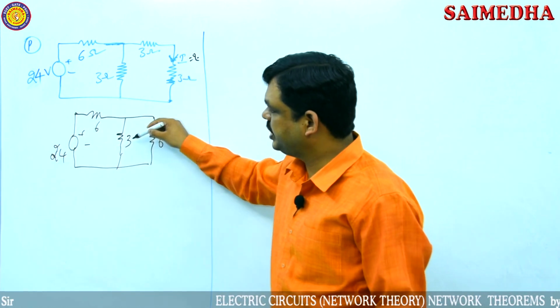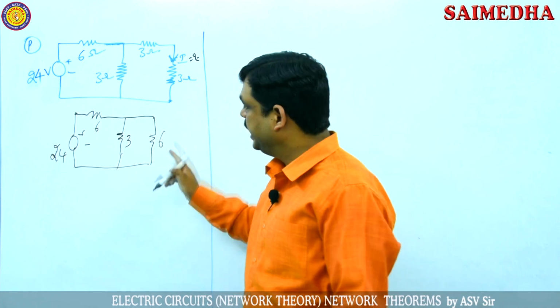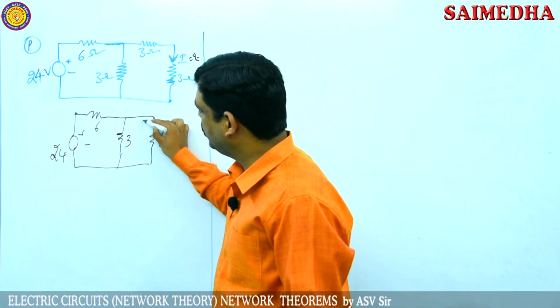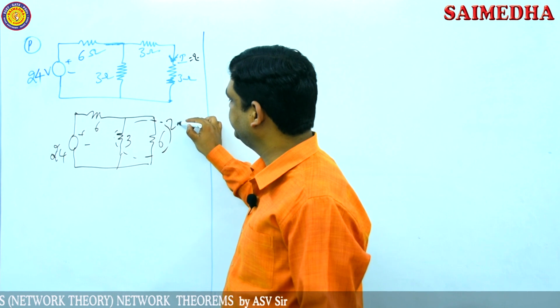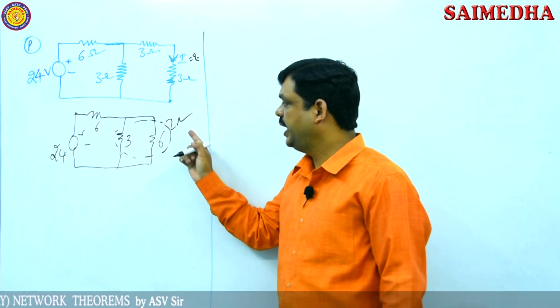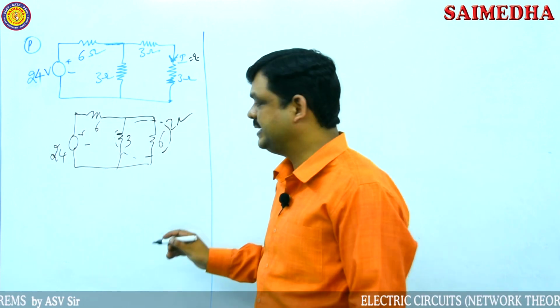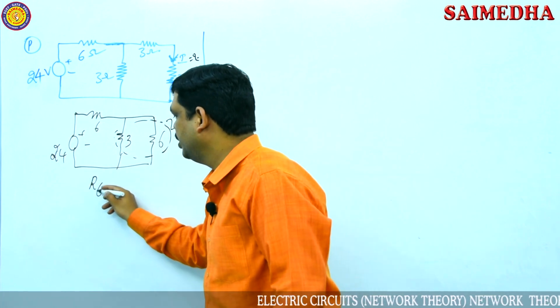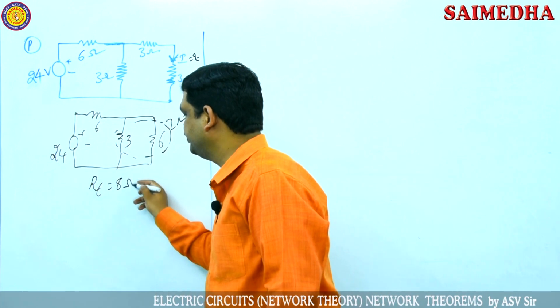See, this is 6 ohms and 3 ohms. These two are in parallel combination. If these two are in parallel combination, the total resistance is here 2 ohms. And again 2 ohms and 6 ohms both are connected in series. Then finally which gives the total resistance is 8 ohms.